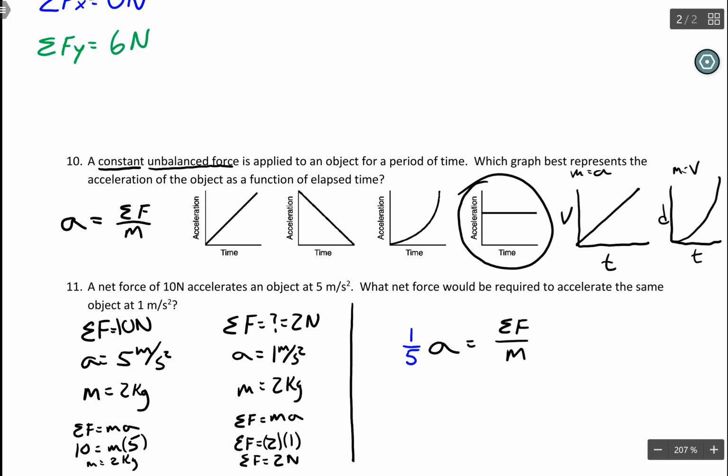It's 1/5 as big. Well, whatever you do to one side of the equation, you have to do to the other side of the equation. Since we're keeping the mass the same, it's the same object, we must make the net force 1/5 as big, because it's a direct relationship. So to figure out what force it would be, you just do 1/5 of your original force. The original acceleration was 5, 1/5 of 5 is 1. The original net force is 10, 1/5 of 10 is 2 newtons. So you end up getting the same answer in 2 different ways.